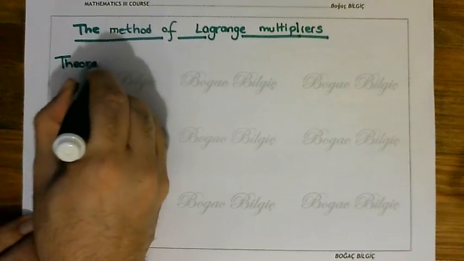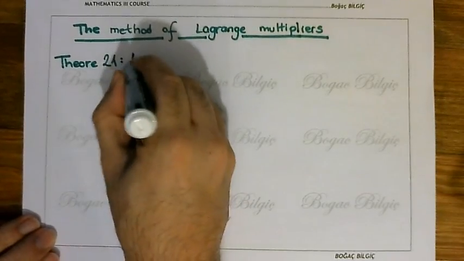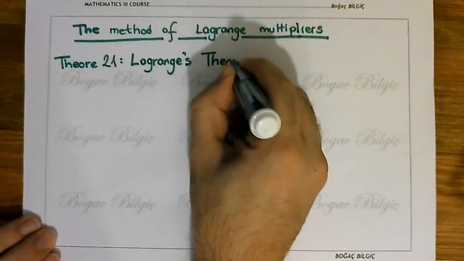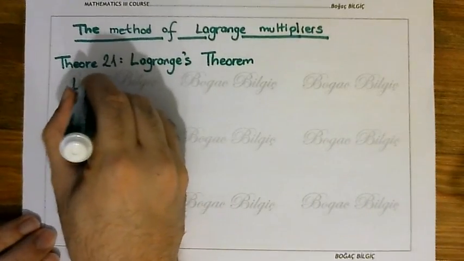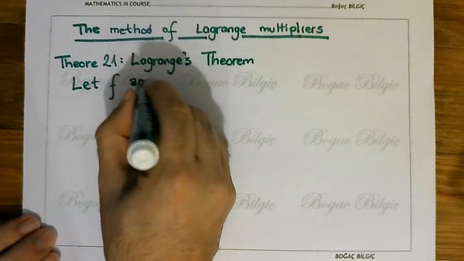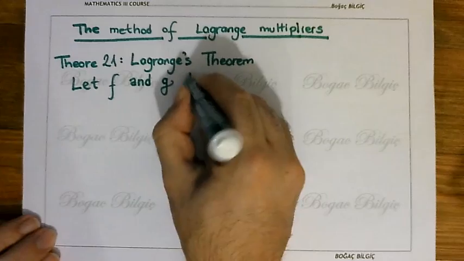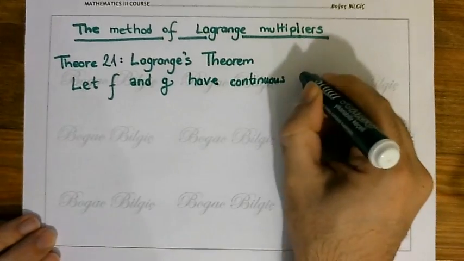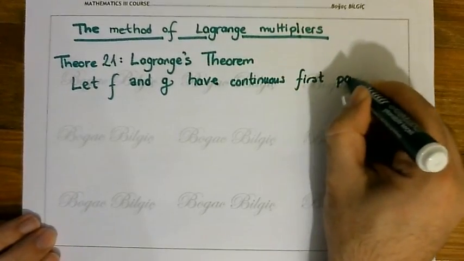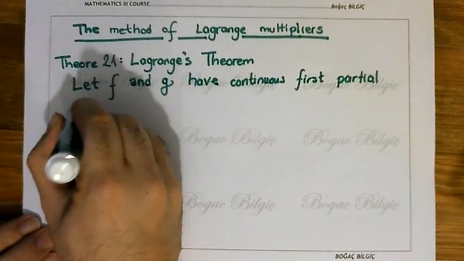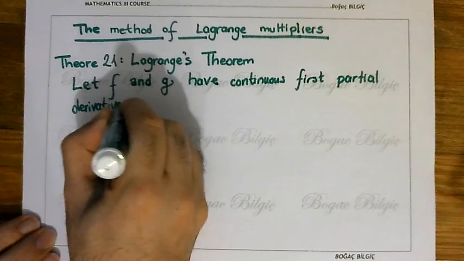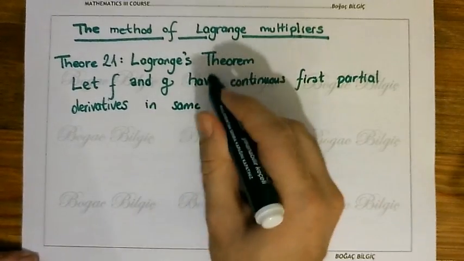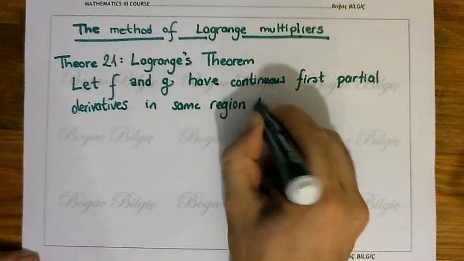Theorem 21. This is Lagrange's theorem. Let f and g have continuous first partial derivatives in the same region D in the plane.